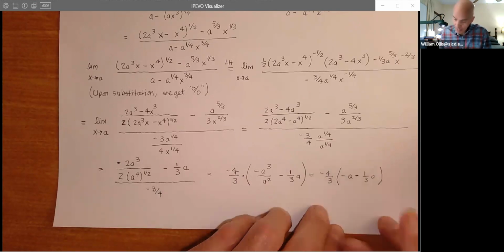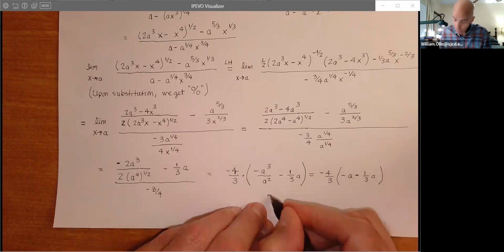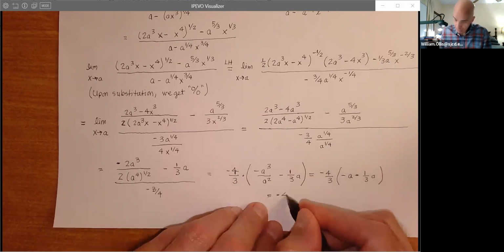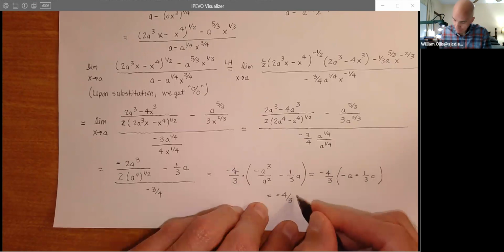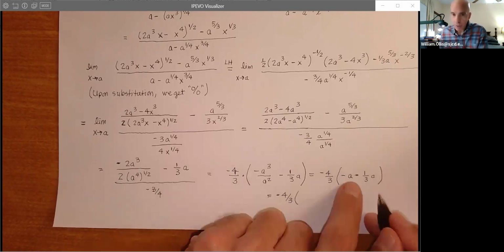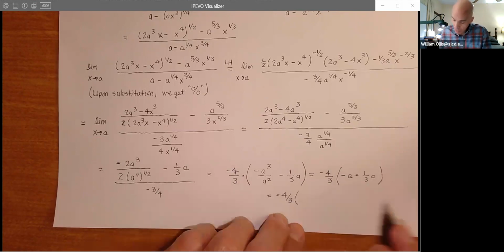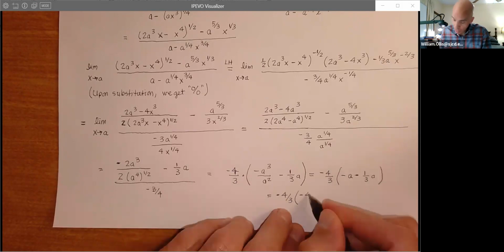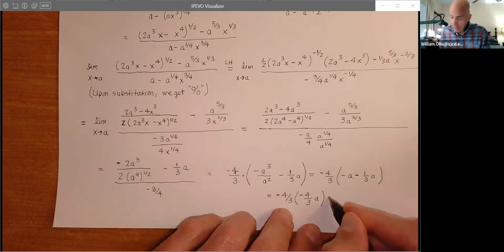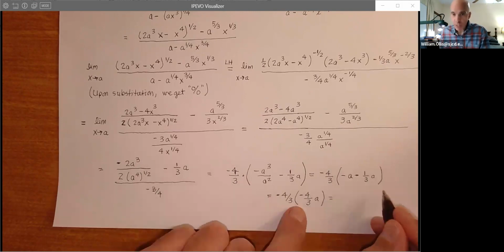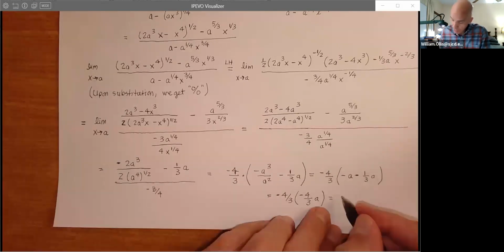And so we've got negative 4/3. And here we have a negative 1 minus a 1/3. So that's again a negative 4/3 a. And so now negative negative will give us the positive. So this will be 16/9 times an a.